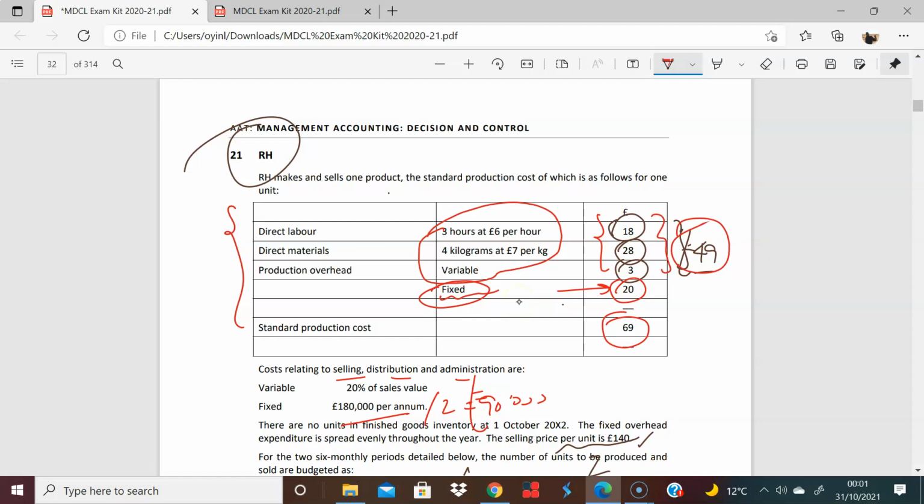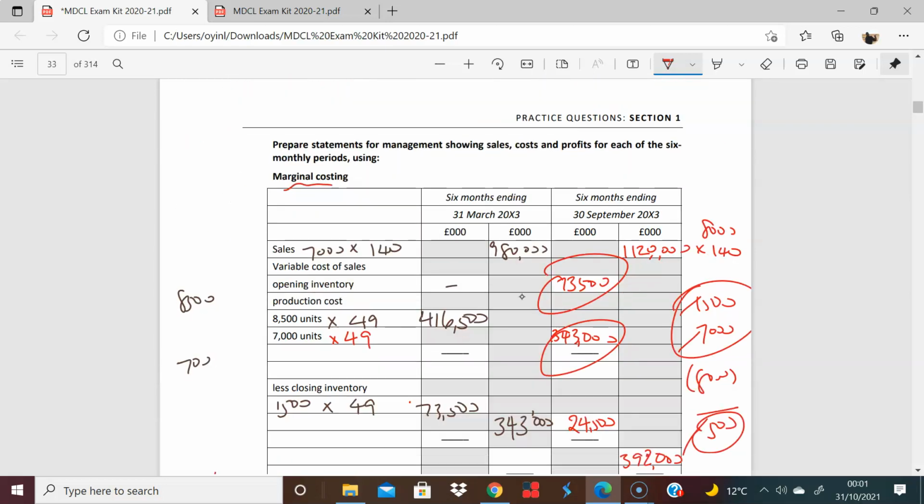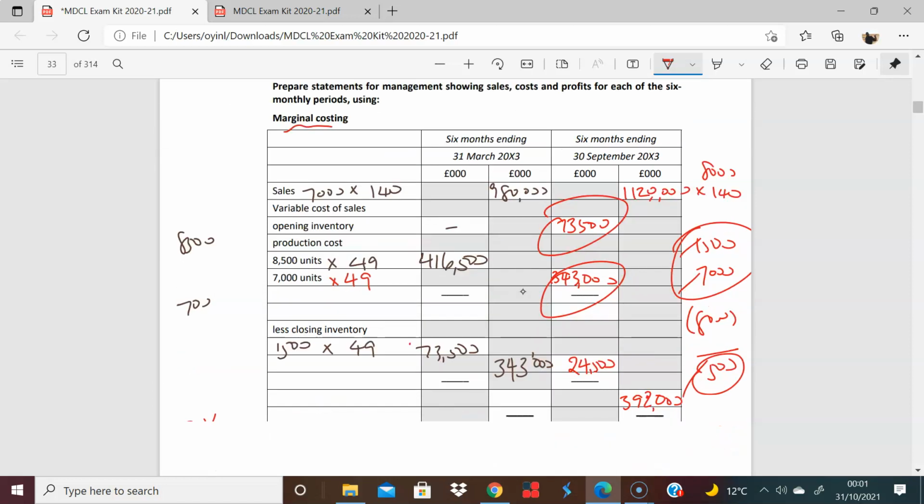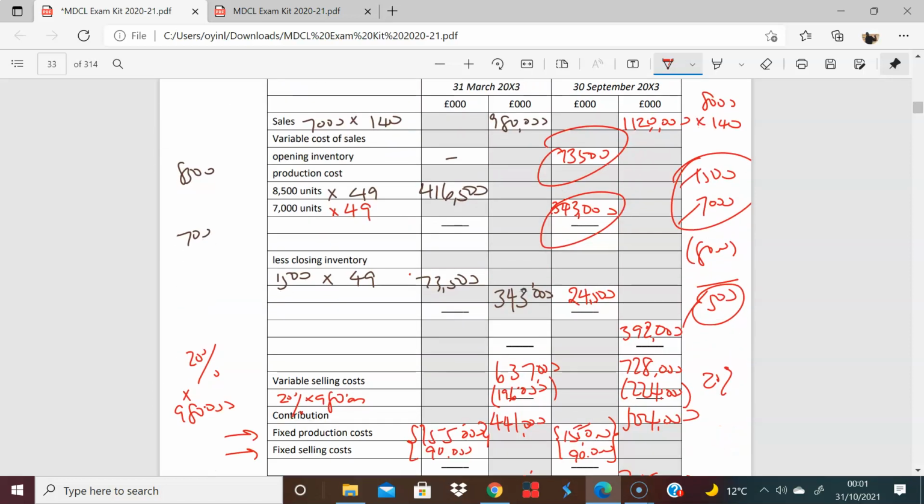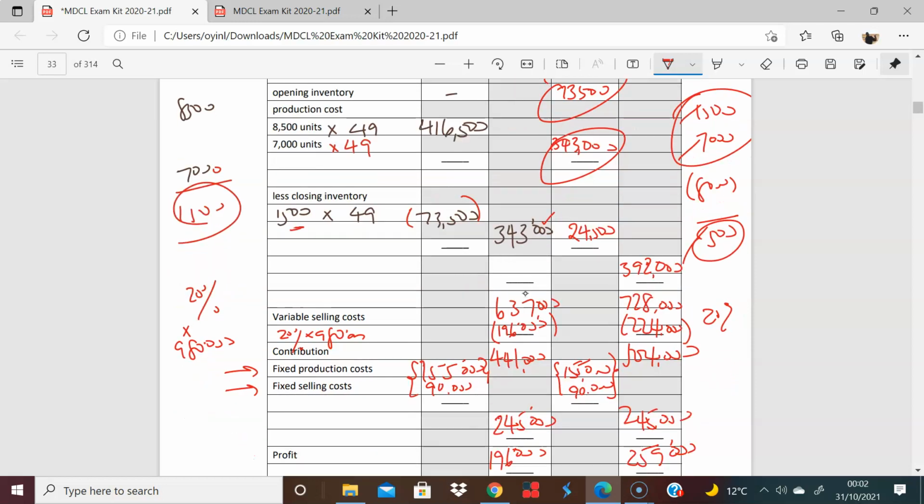I'm not interested in the fixed. This is a period cost, so we need to work that out later on. We'll do that when we get there. So you have your production of 8,500 times 49. And of course, if you sold 7,000 and you produced 8,500, it means that you had a closing inventory of 1,500. So you have your 1,500 at 49 as well over here. I'm going to take this away from here to get my 343,000. So I now have my sales minus the 343, and I have this amount.